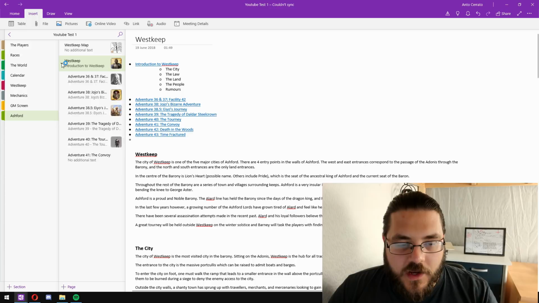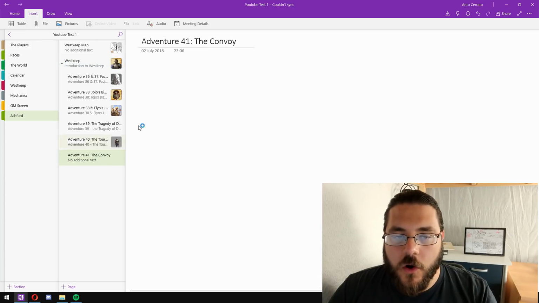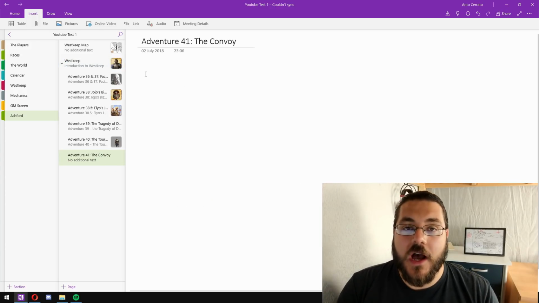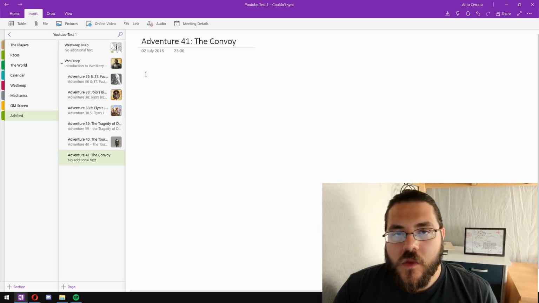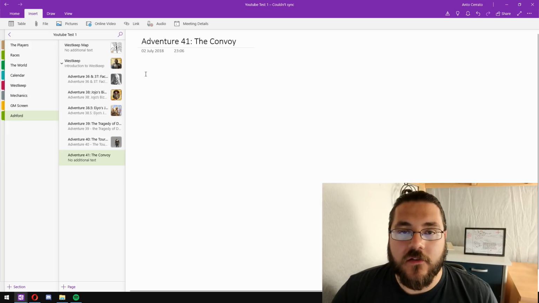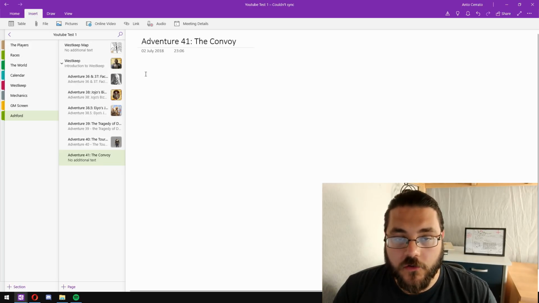But we're going to be working on Adventure 41, The Convoy. This is an adventure I ran for my party two or three weeks ago. The main premise of the adventure is that the players are trying to stop a shipment of gold that's been brought back from the warfront, and they are trying to steal it for themselves and for their rebel cause.